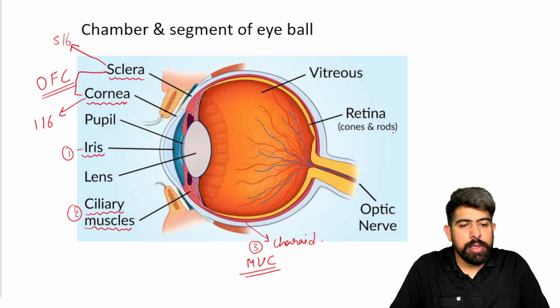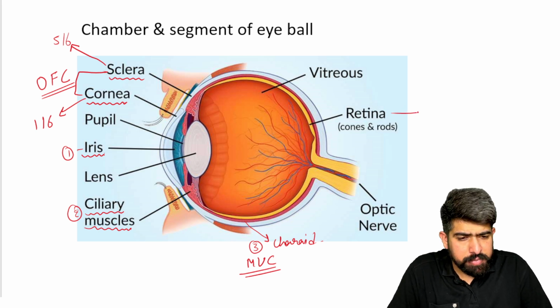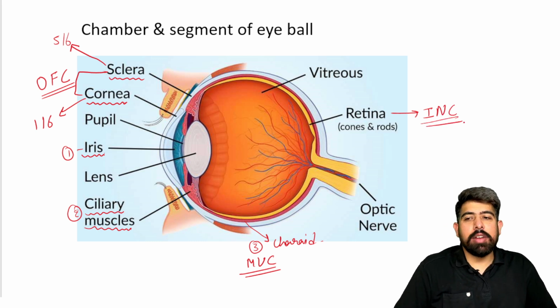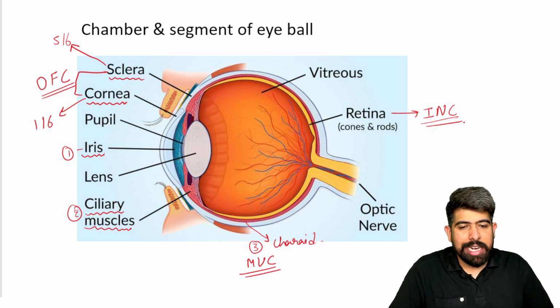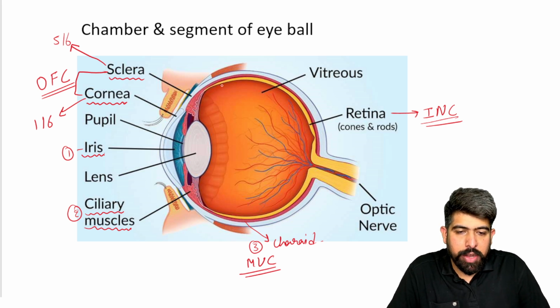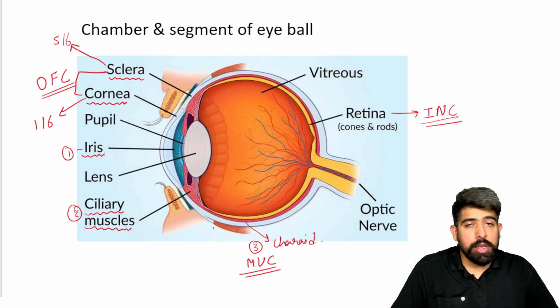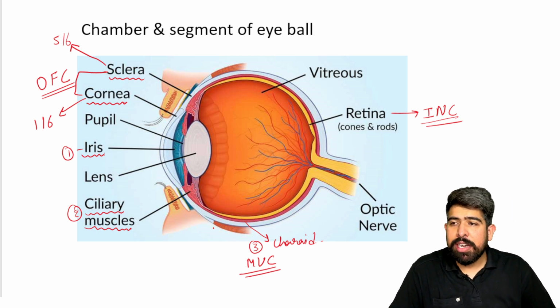And if I go to the last one, which is your third layer, the inner nervous coat. Our inner nervous coat has only one structure, which is your retina. I think you remember this. This is your retina, and it participates in neural perception, and it is the most important part of our eye, right?